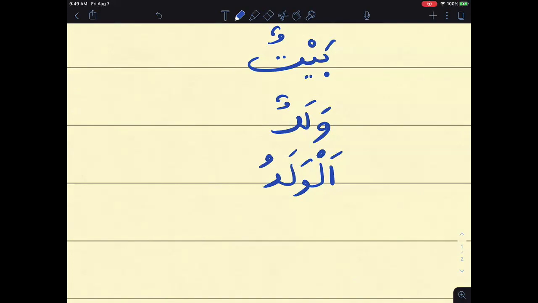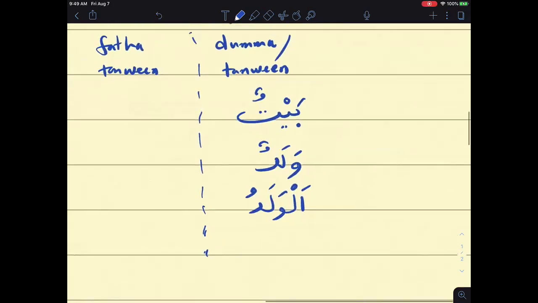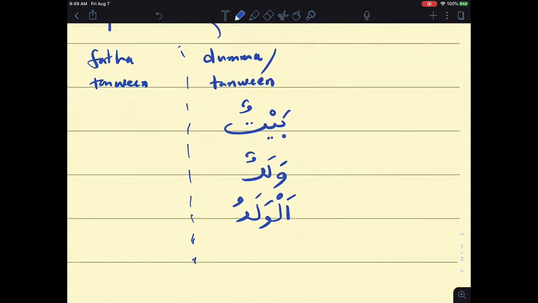We say al waladu, but we're not changing the case ending. It's still under Dhamma, because the grammar hasn't changed. It's just that now it's definite. For example, if you say a boy is walking on the street, the boy is a subject. Now, if you say the boy is walking on the street, did you change from subject to object? No, you're just saying this is now a definite noun. Just like in English you have to change from a to the, in Arabic you have to change from tanwin to alif lam.